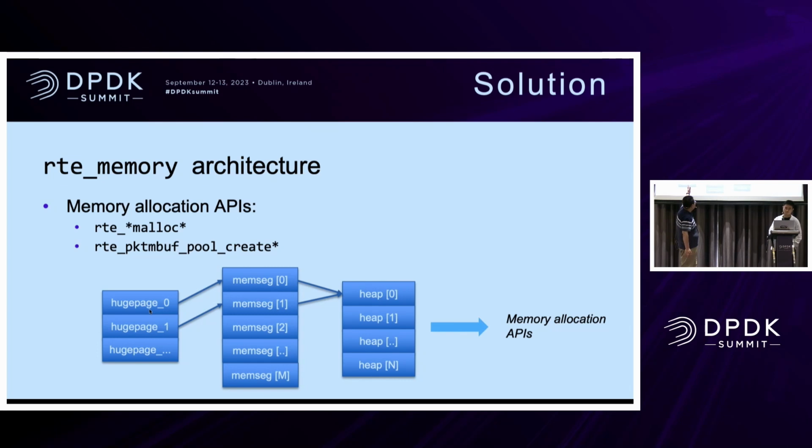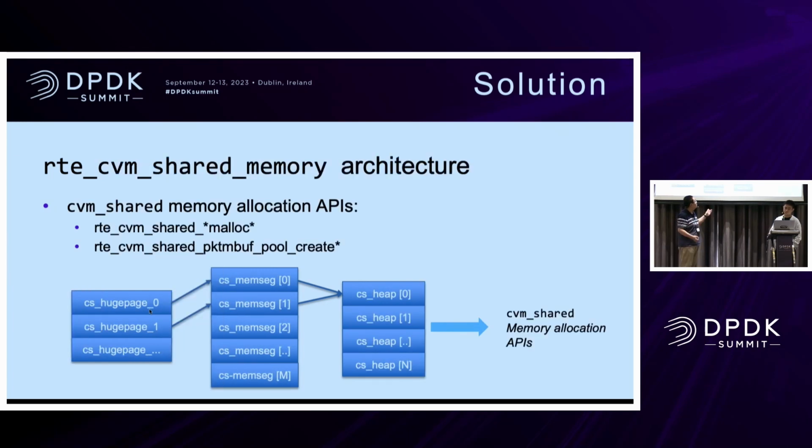This is the traditional DPDK memory management structure with your huge page, your segment list, and your heap, right? Traditionally, in each socket, you only have one heap. Now we introduce two heaps per socket. One heap covers the normal case. Another heap covers the CVM shared huge page case. Okay, I'll move to the next one. So after that.